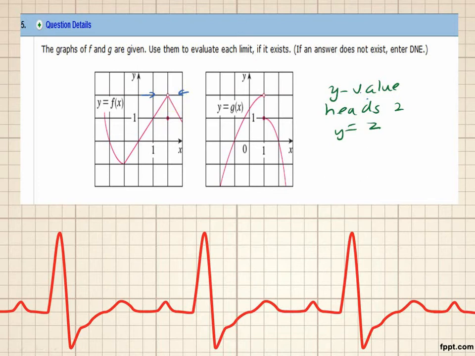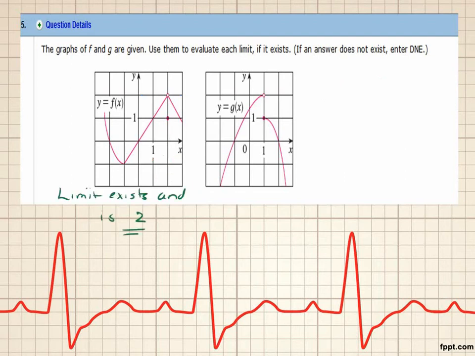There's a point down here, but that doesn't matter. The y values are still, on both sides, heading to each other, which is 2. The actual value is different, but they're still heading to the same place. So I just draw little arrows and see if the y values are heading to the same place. So that point's irrelevant. So the limit exists, and it is 2.